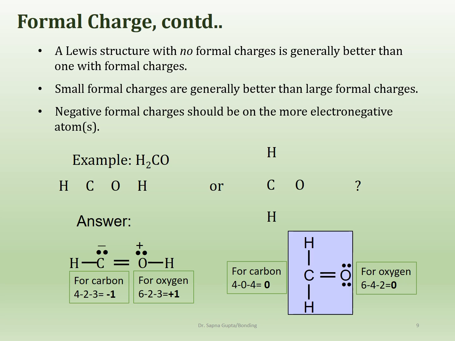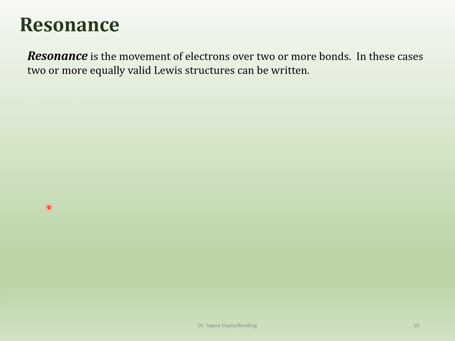Okay, so that's what we use the formal charge for, to determine the right structure of any compound. Now let's look at a concept called resonance. Resonance is defined as the movement of electrons over 2 bonds, and sometimes over more bonds also. In these cases, you can actually write more than one structure for the molecule or the ion, and all those structures are valid.